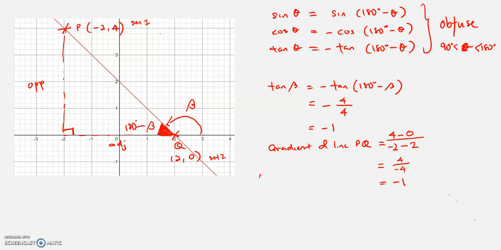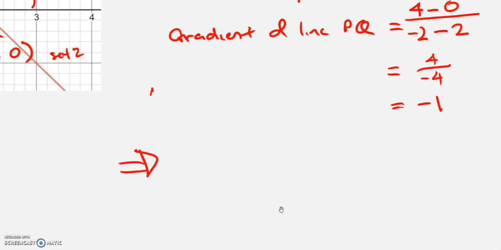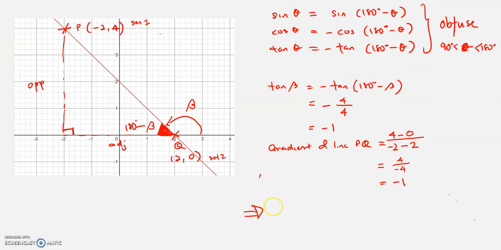So what can I conclude here? To link trigonometry and gradient together, essentially, the gradient of a line segment is still the tangent of the angle formed.